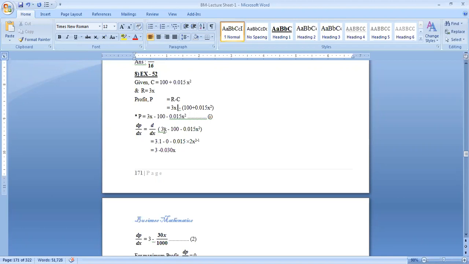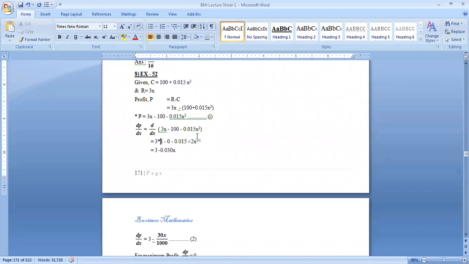Now the derivative of x is 1. So 3 into 1, minus 100. The differentiation of 100 will be 0, because any constant differentiation is 0. Now 0.015 is a constant. Now x squared: we use the formula n into x to the n minus 1.